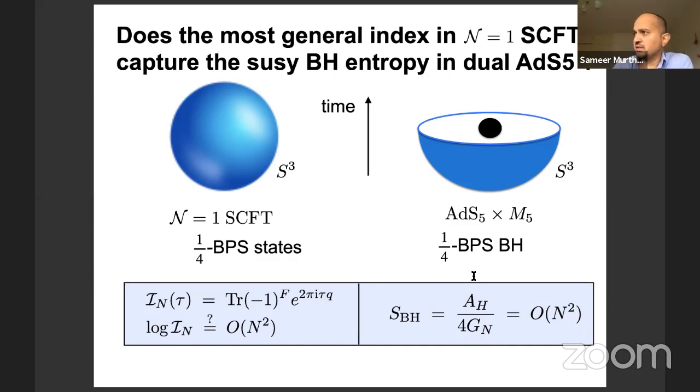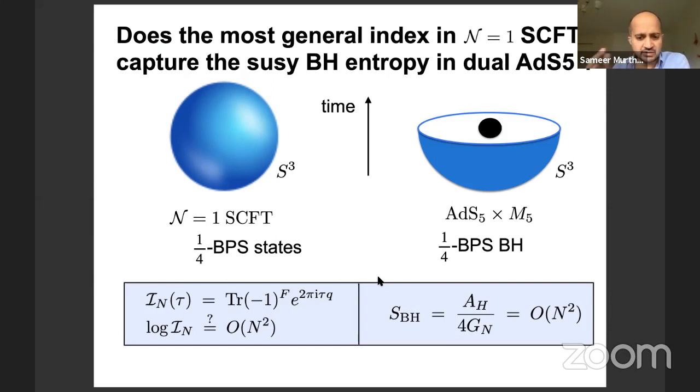Okay, so as I said, there's been some recent progress, and the conclusion seems to be that in fact the index does have an N squared growth, and not just that, it actually captures the black hole entropy right on the nose, including all the numerical factors at large N. Right? So that's what I want to tell you about.